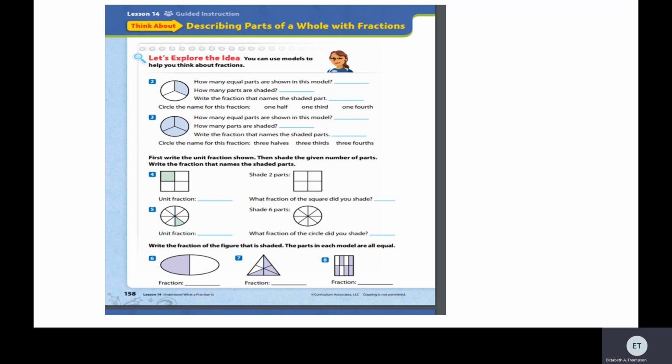Down at the bottom, write the fraction for each of those shapes. I mean, the shaded parts of those shapes, because I need to be exact so that you know what you need to do. For example, the first one you would write the fraction 1/2.